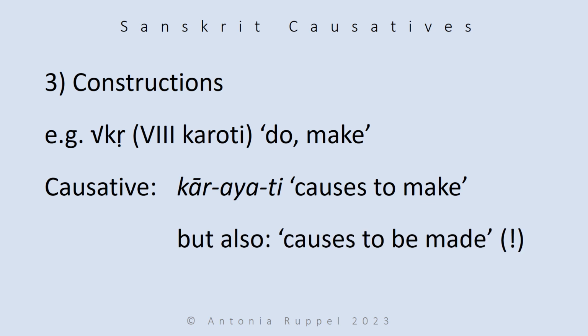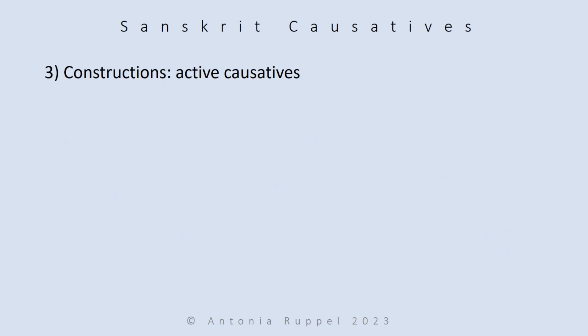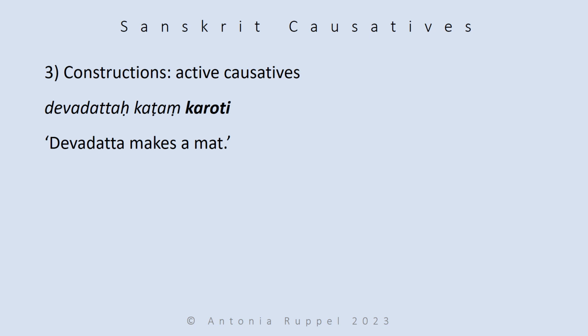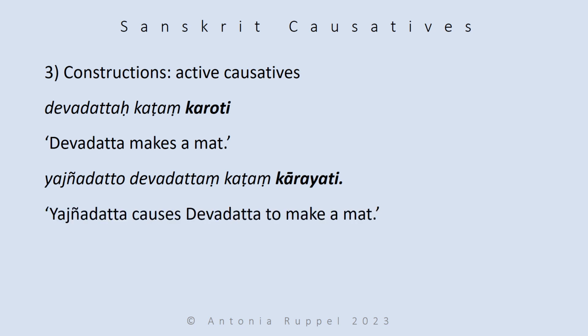However, karayati can also mean causes something to be made by someone. So one and the same form can either mean causes to make or causes to be made. What do I mean by that? Well, if I have a simple sentence such as Devadatta katan karoti, Devadatta makes a mat, I can take karoti, the simple verb, turn it into a causative, karayati, and then have a sentence such as Yajñadatta Devadatta katan karayati. Yajñadatta causes whom, Devadatam, accusative, to make, whom or what, katan, accusative, a mat.